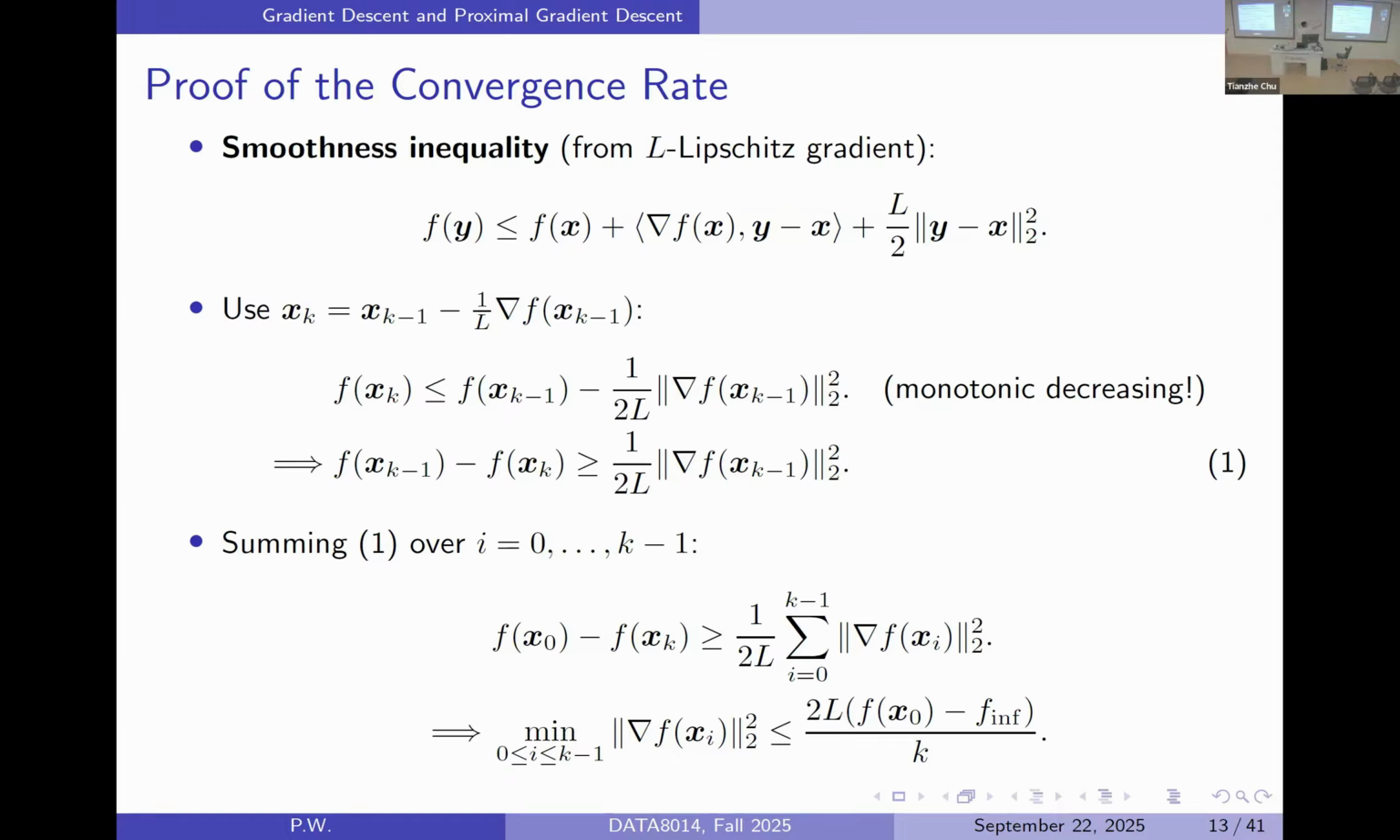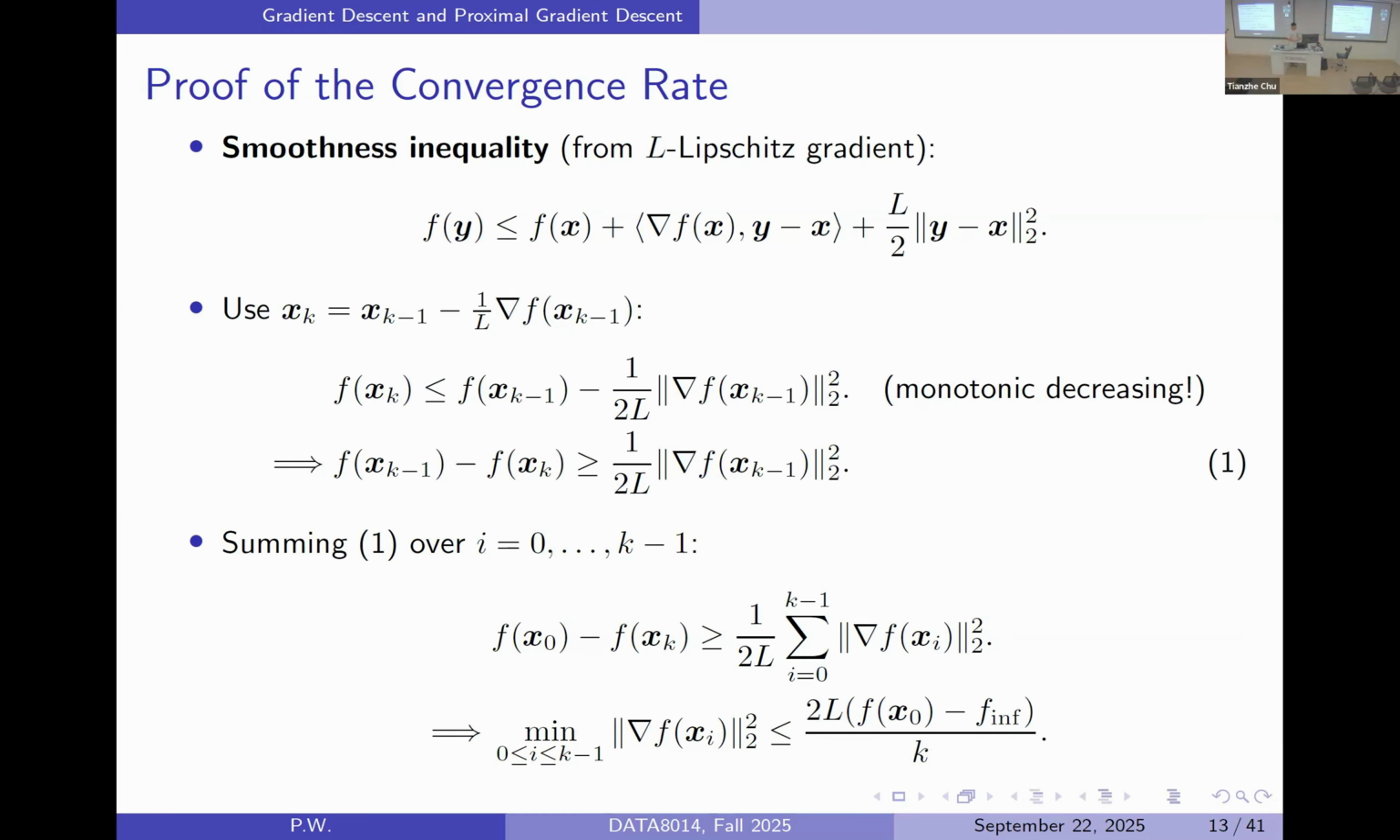Right? L-Lipschitz, the gradient according to the definition is what? It's the gradient of f at x minus the gradient of f at y, in terms of the L2 norm, right? This is the definition for the L-Lipschitz. Then we want to use this to prove what? To prove this one, right? Then how to prove it?